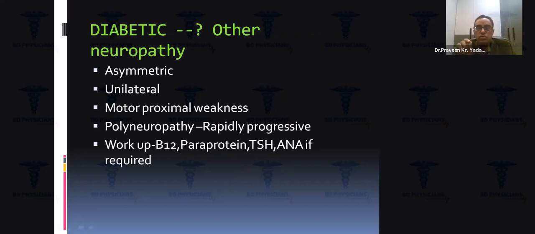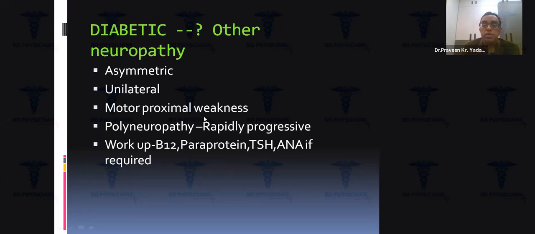Now, when will you suspect a patient with diabetes is not having a diabetic neuropathy, or when will you think you have to investigate the patient more? So these are the conditions where you should think that the neuropathy in the patient may not be related to diabetes. One is an asymmetric neuropathy. So if you're getting an asymmetric involvement, one side unilateral asymmetric involvement, think of something away from diabetes.